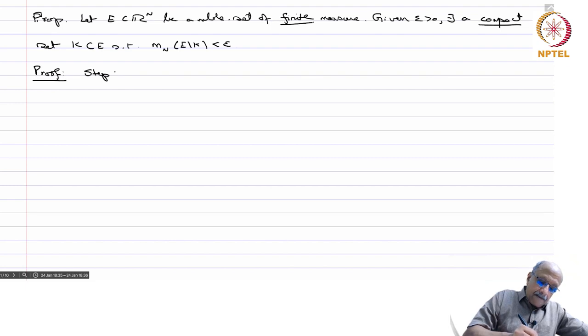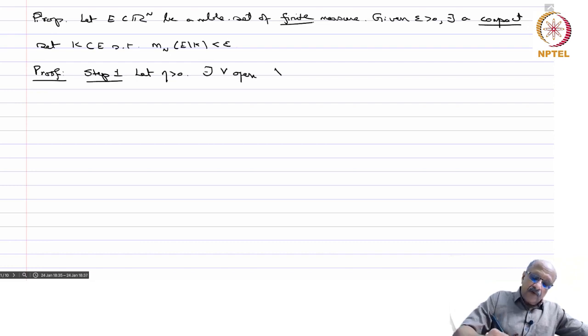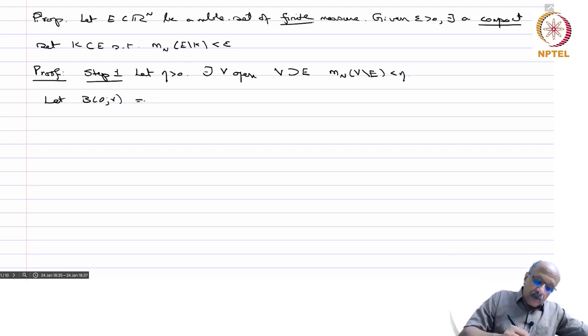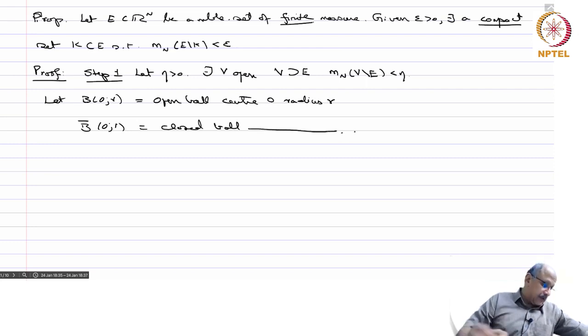So step 1. Let eta be greater than 0. Then there exists V open, V containing E, and Mn of V minus E less than eta. This we already saw. Given any measurable set, it's one of the criteria for measurability. So okay. So let B(0,R), this is a notation I will use in future also, equal the open ball, center 0, radius R, and B bar(0,R) equals the closed ball, center 0 and radius R. Okay.